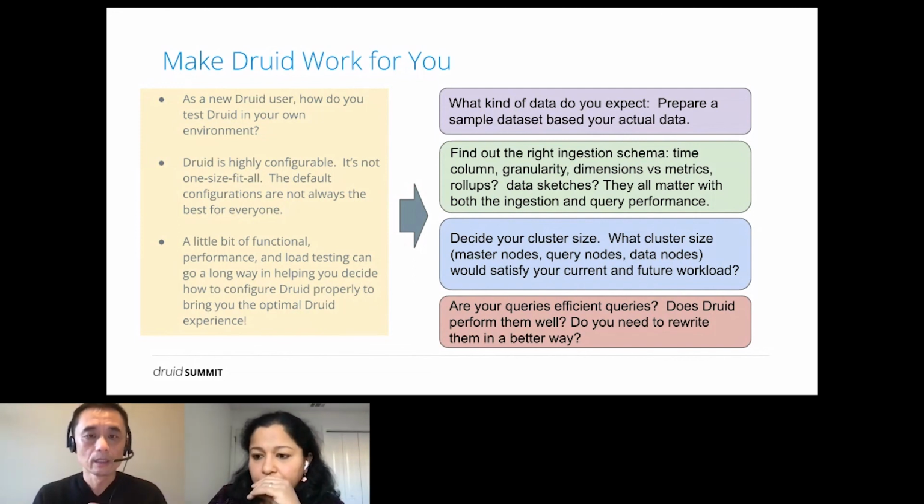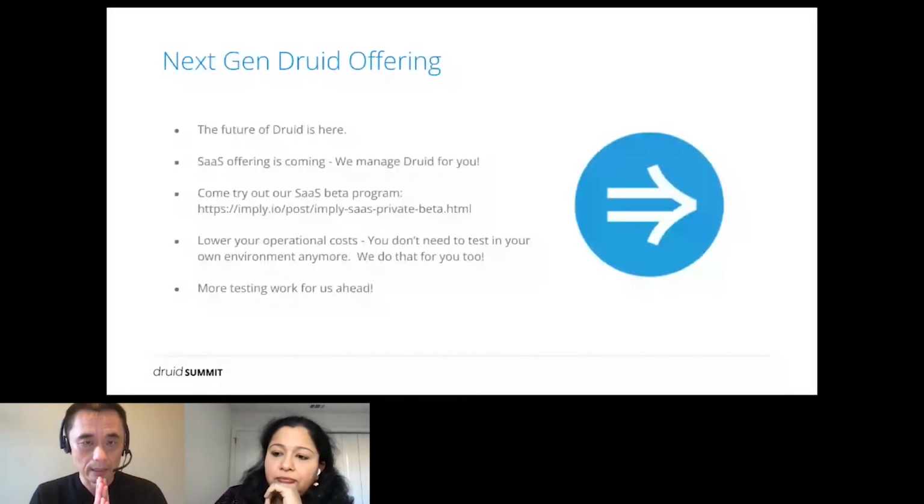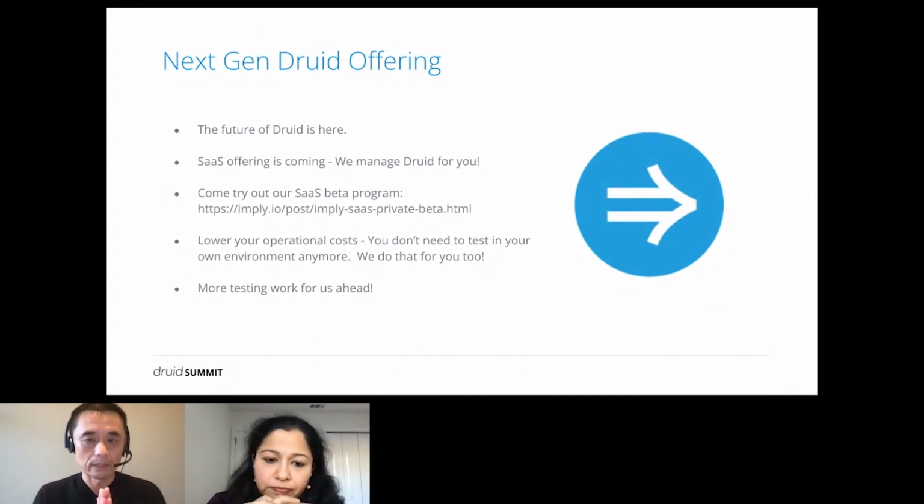So what's next? Next generation Druid is coming. As I already mentioned, we are offering SaaS. We already have a beta program out there. We will manage everything for you for Druid SaaS, Imply SaaS. With Imply SaaS, you don't even have to do your own testing in your environment anymore, because you won't have your own environment. We manage everything for you. So that means more testing work for us.